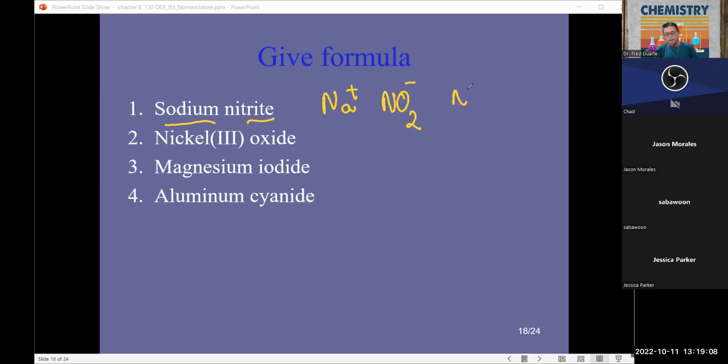The formula would simply be NaNO subscript 2, sodium nitrite. Okay, nickel(III) oxide.